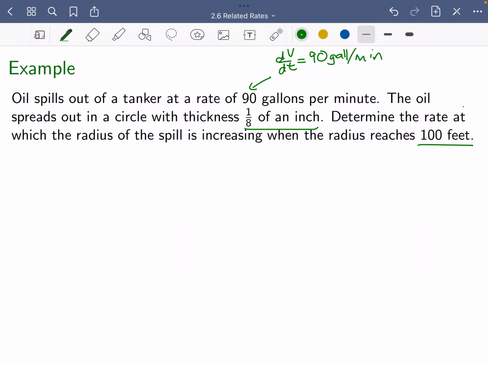So let's rewrite the volume in terms of cubic feet. So 90 gallons per minute would be about 12 cubic feet per minute. So that's a conversion that I would look up. So how many cubic feet is 1 gallon? And so then you can convert from gallons to cubic feet. And that's what we've done. Let's draw a picture of the setting.